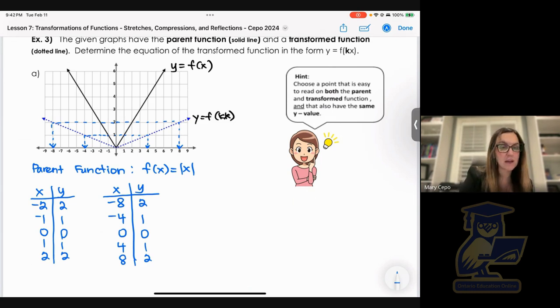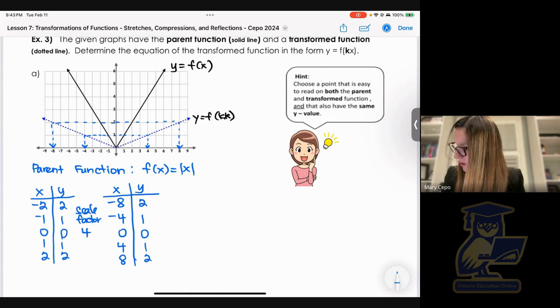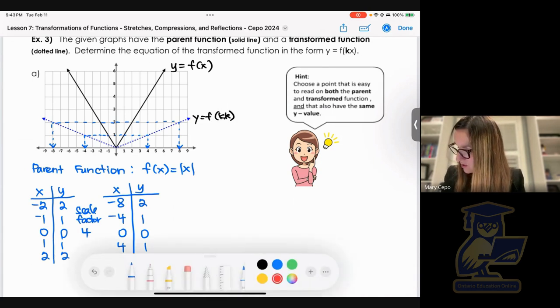So we need to observe what is happening to each of my x values. How do we get from negative 2 to negative 8? What are we doing to negative 2 to get to negative 8? Simply said, we're multiplying each of the x values for my parent function by 4 in order to get the corresponding x values in the transformed function. So the scale factor happens to be 4. That means we are multiplying each of my x values by 4.